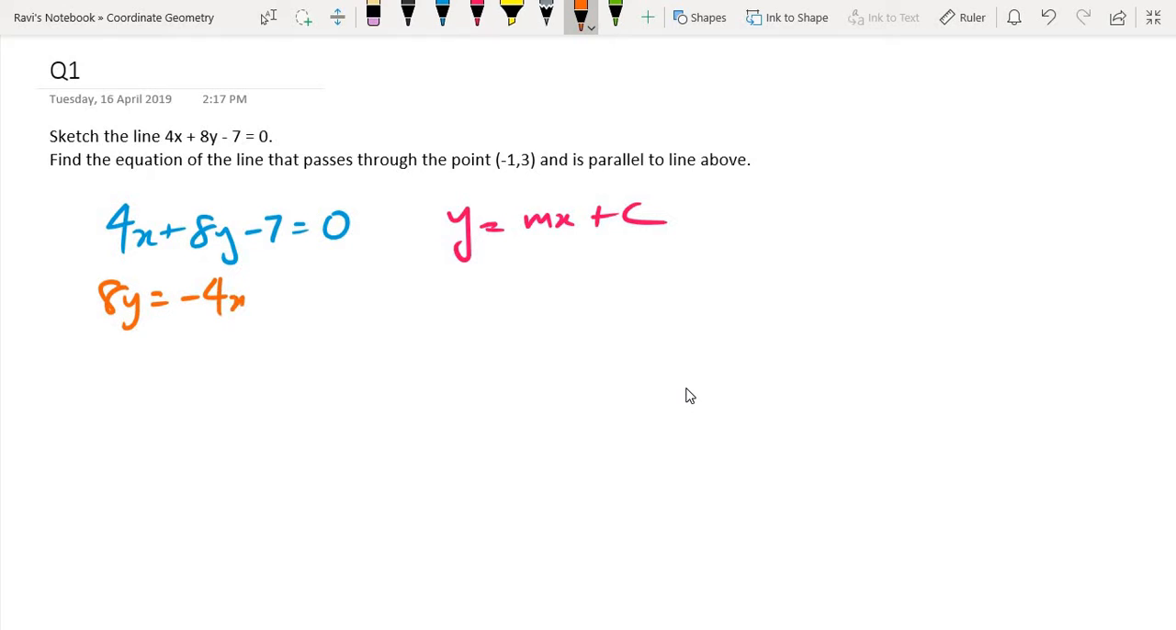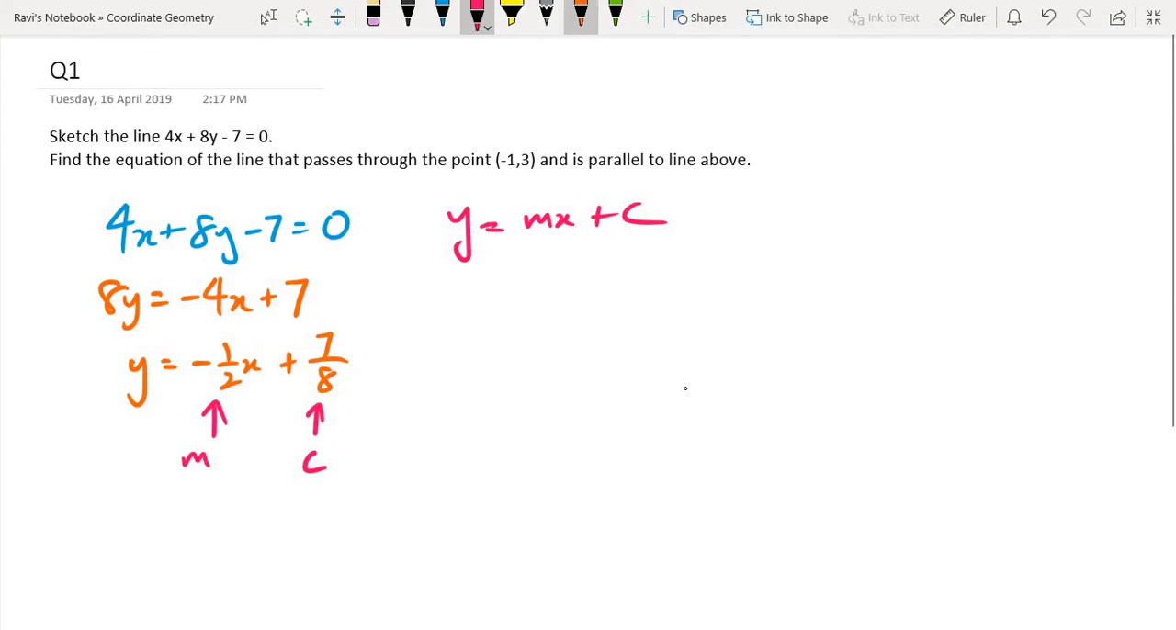The 4x and 7 go across and are divided by 8, so we get y = negative half x plus 7 over 8. Now once we have this, we know that this is m, which is the gradient, and this is c, which is the y-intercept. Now how do I sketch this? Let's sketch it over here.